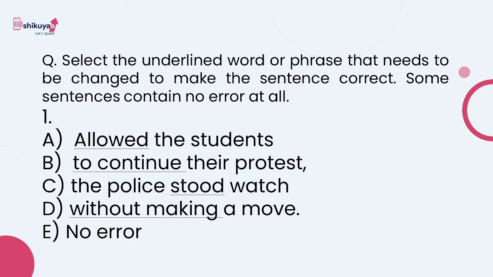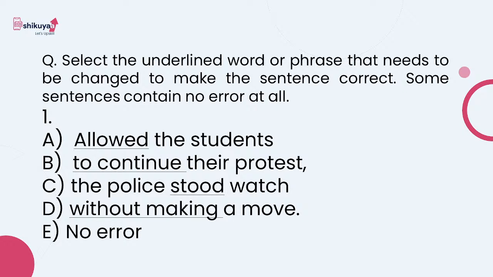Okay, so students, part A, allowed the students. Here the verb allowed has been underlined. In the second part, to continue their protest. Now who is doing this process of allowing? That is the police. So to continue is another verb. The police stood watch. Now you can easily identify that this sentence is in simple past tense. And part D, without making a move.